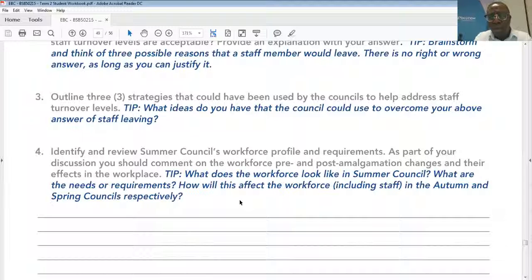So I want you to look at the new Summer Council organizational chart, look at the numbers there, and how will this affect the workforce, including Autumn and Spring? So now, how will this affect? Some people will be let go. Obviously, some would have been unhappy, some were happy that were staying behind. What do you think post-amalgamation, after they've come together? They're now lean and sharp. They obviously have other new people from outside that had not been there before the merger and that would have been recruited. So how will this affect?